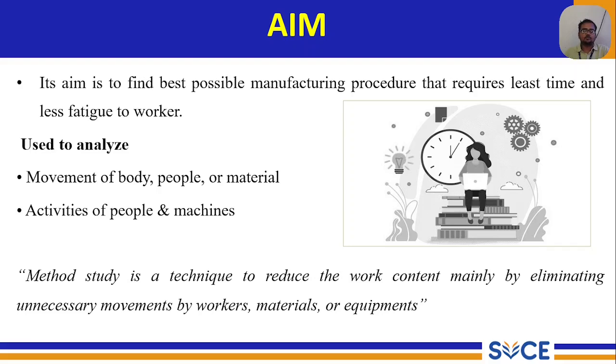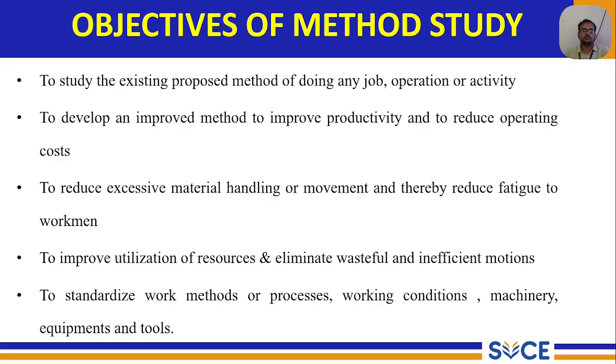It also eliminates the unnecessary movement of the workers, materials, and equipment. In simpler terms, as said earlier, it is about optimizing the 4 M's: men, machine, material, and money. We have seen the objectives of method study. The existing or proposed method of doing a job or activity is to be studied first, and we have to develop an improved method through which excessive material handling or movement is reduced. The utilization of resources is improved and waste and inefficient motions are eliminated.